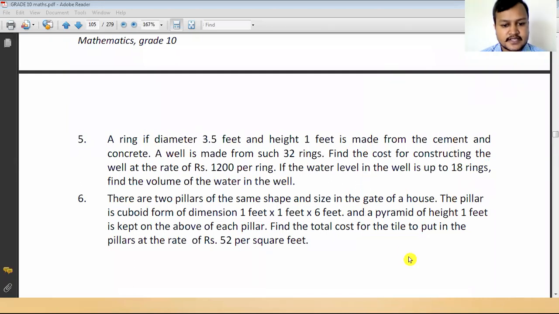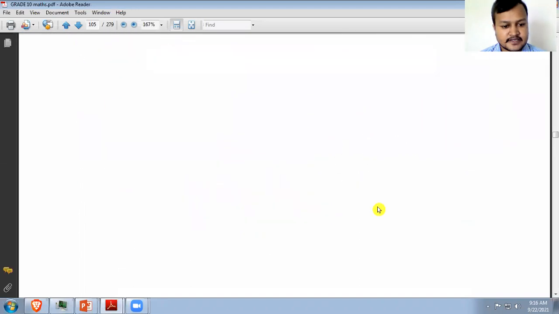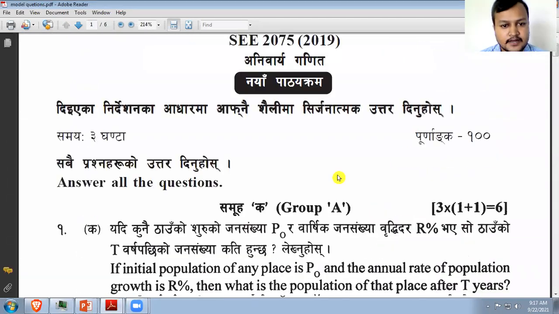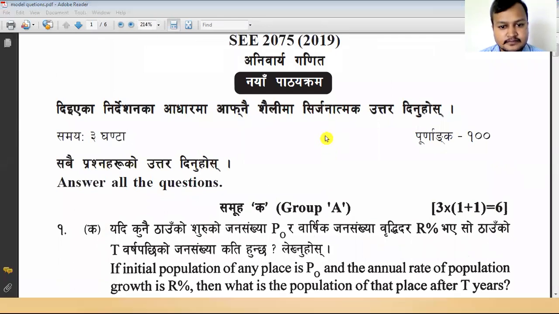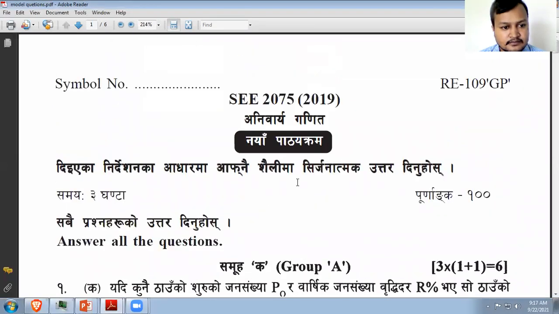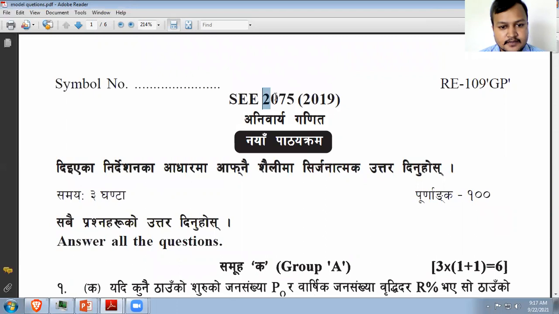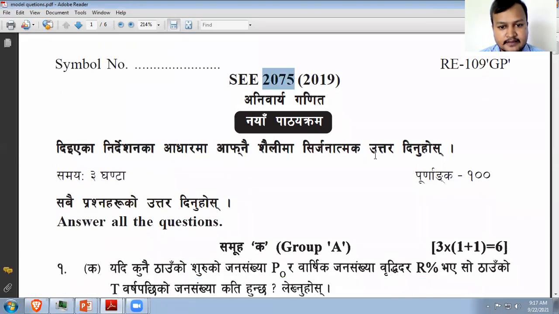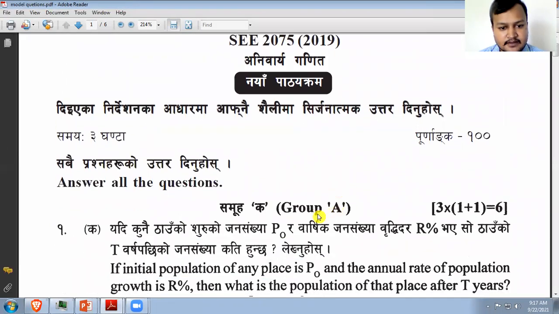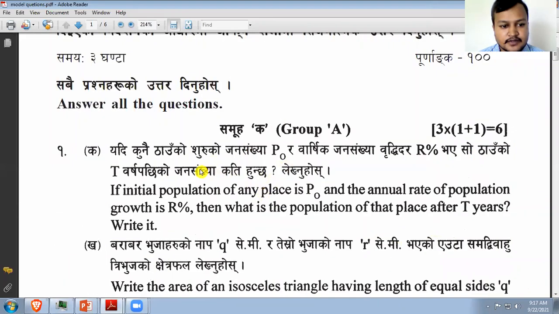So all questions from this exercise are also completed. Which number was the last question? Are you observing the model question? Yes, sir. This is the model question made by government in 2075. Now it is 78. So you can look at the question which we have learned.